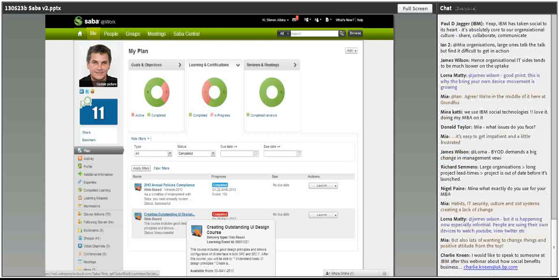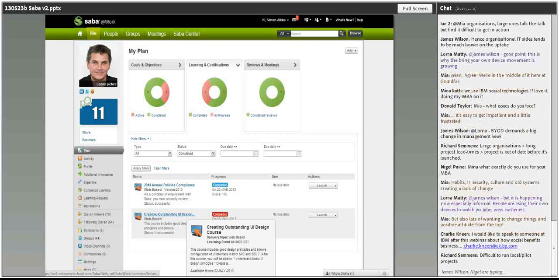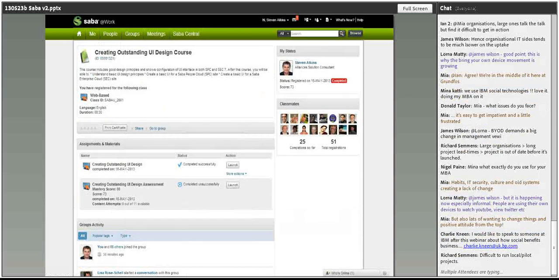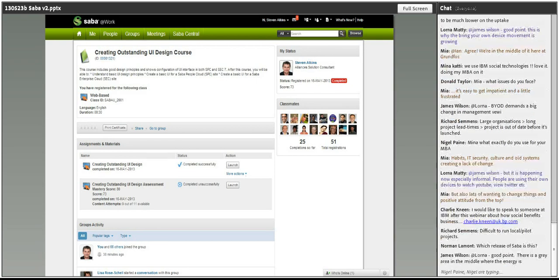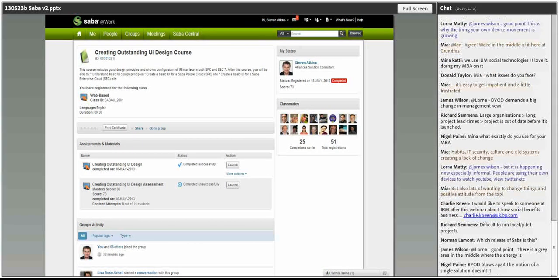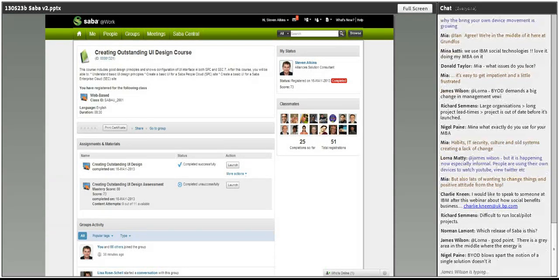By going into a particular course, obviously we'd expect that sort of standardized formal learning piece. I can understand what the course is. I can see what it's about, when it's available from, etc. But by drilling into the course, I can see a bit more information, right? I can see the assignments. In this instance, there are a couple of courses that make up this one particular course. There are a couple of sessions. So you can see that in this instance, I completed one successfully and I completed one unsuccessfully.